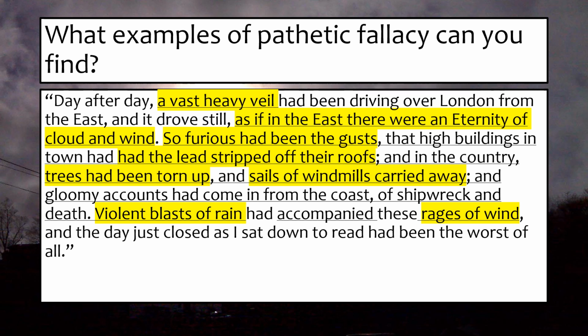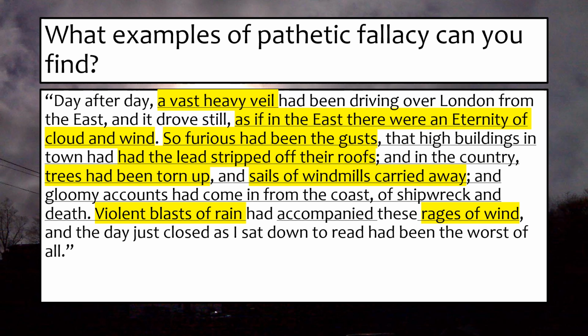It was so furious that the wind has managed to strip lead off the roofs of these tall buildings. It's torn up trees and it's carried the sails of windmills away. So we are not getting a nice atmosphere here. It's very negative. It's very aggressive, very sinister. And through this pathetic fallacy, the writer is trying to give the sense that whoever is in this area is not safe, and he's actively trying to make the reader feel uncomfortable and anxious for whatever is going on here.